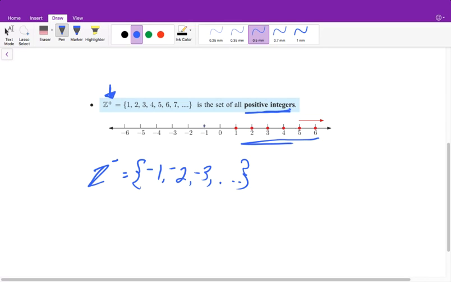All right, so with our integers now, we can actually break these down into several subsets depending on what we want to focus on or what we want to look at. All right, so 2 would not be an element of our integers if we're only focusing on the negatives or the left-hand side.